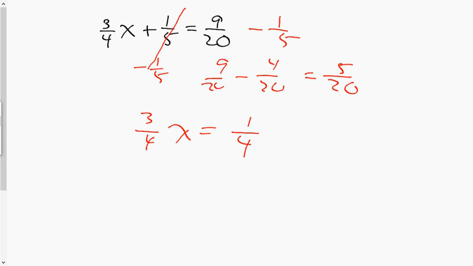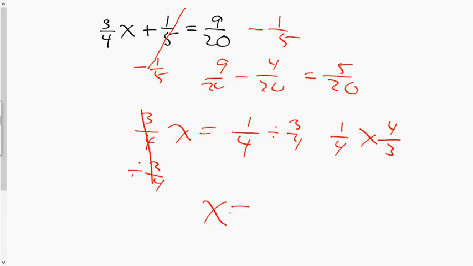Then you're going to divide both sides by the coefficient, which in this case is 3/4. Dividing by 3/4 is the same thing as multiplying by the reciprocal. When you multiply that out, you get 4/12, or in lowest terms, x equals 1/3.